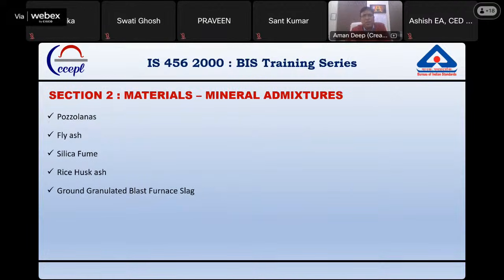We have already seen that we have cements which contain mineral admixtures, like PPC and PSC with slag. But otherwise, we can also directly use mineral admixtures in concrete, even if we are using OPC, ordinary Portland cement, in the concrete mix design. So besides OPC, we can add some pozzolanas like fly ash, silica fume, rice husk ash, and ground granulated blast furnace slag, which we call GGBS.